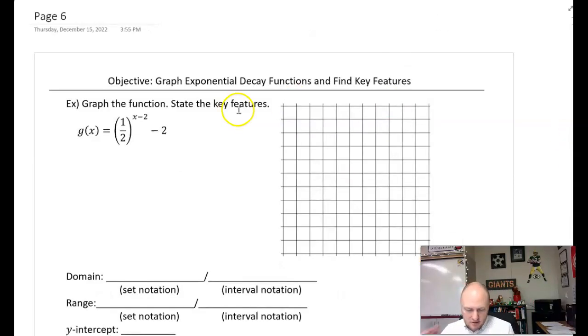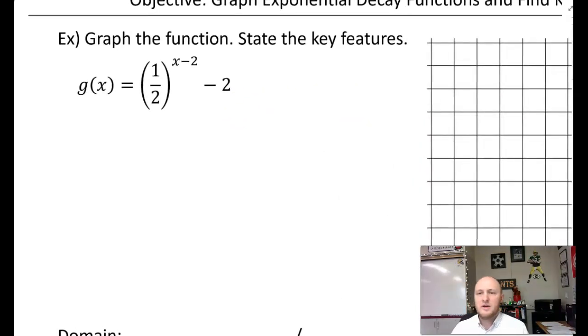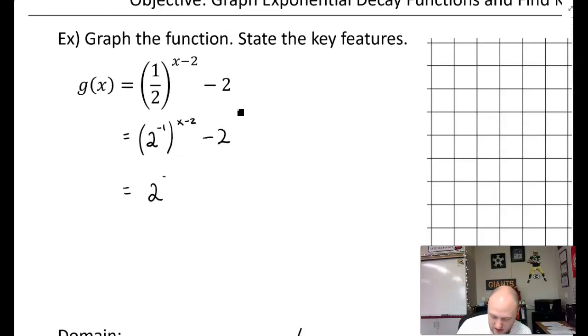Okay, here is our first example. Please go ahead and write down g of x equals 1/2 to the power of x minus 2, minus 2. Now, the first thing I'm going to do is rewrite this as base 2. I'm just going to apply the negative exponent property. This is 2 to the power of -1, to the power of x minus 2, minus 2. And I'm just going to factor out that -1, or bring it up. So I have -1 times x minus 2, minus 2. So we have the power to a power property, right?